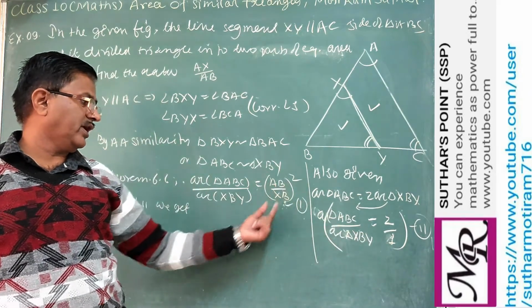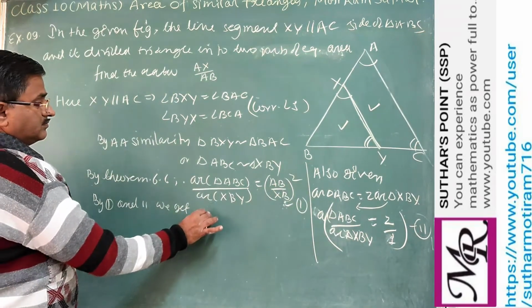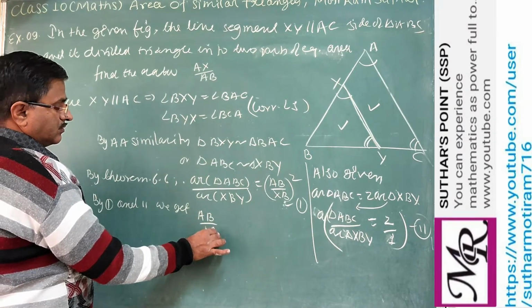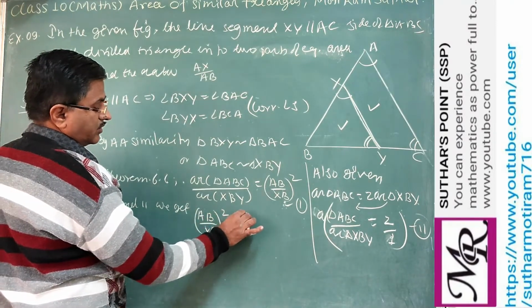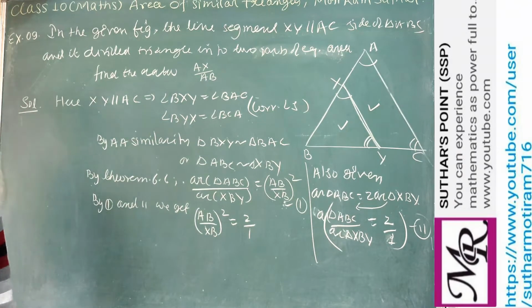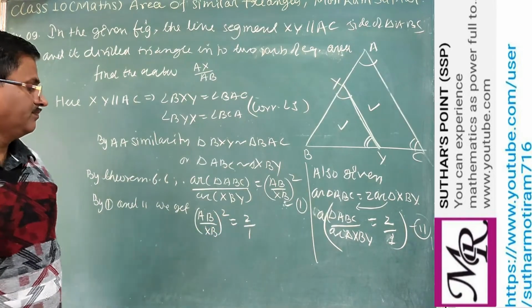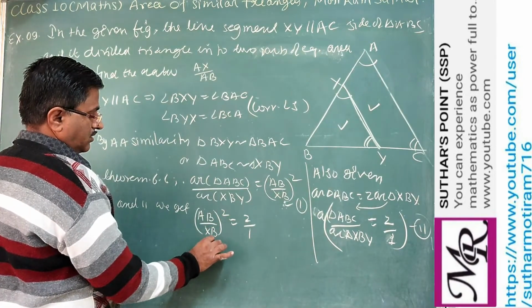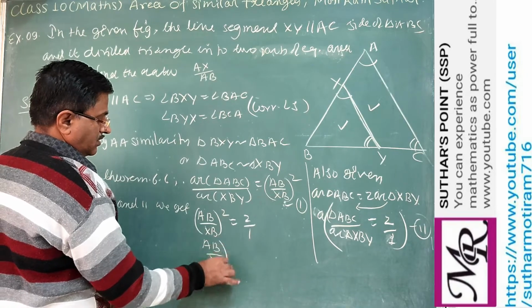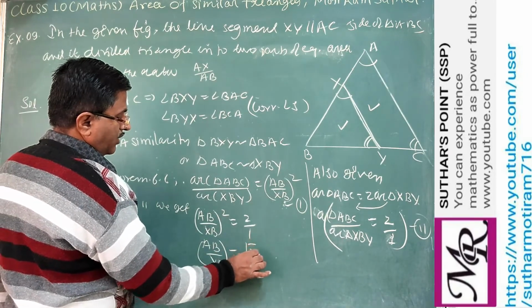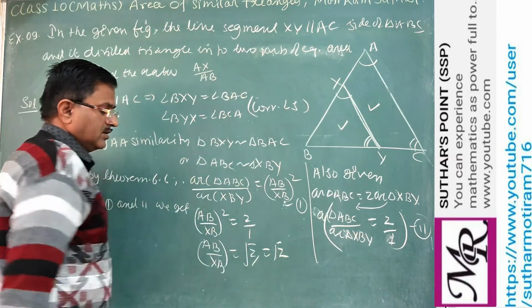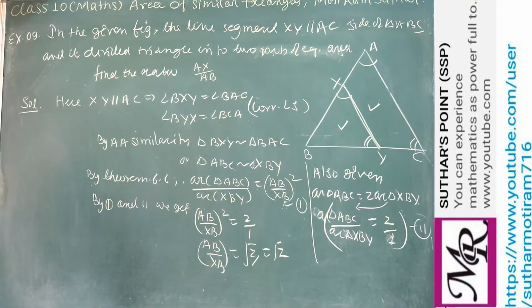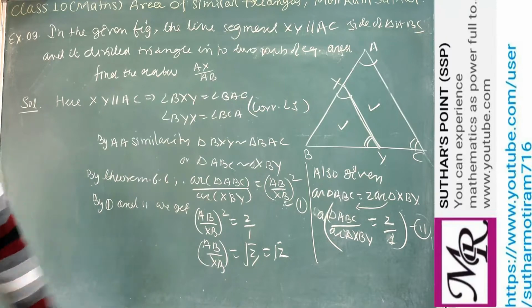So AB upon XB whole square can be written as 2 by 1. Removing the square, AB upon XB equal to root of 2 by 1, that is root 2 you can write simply. So AB upon XB we get root 2 by 1. But we need what? This.